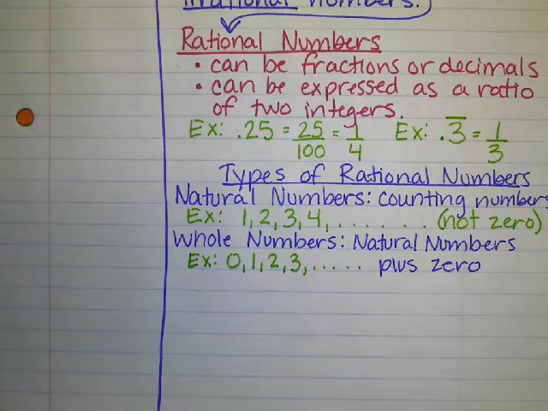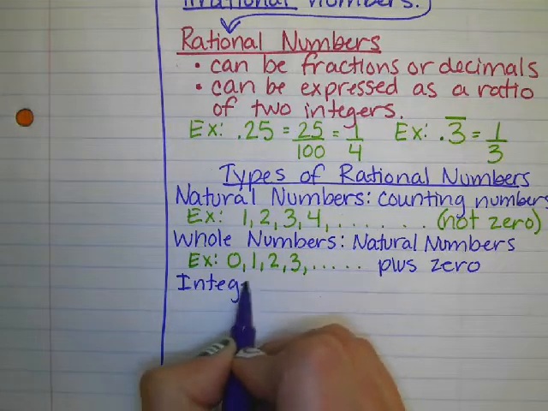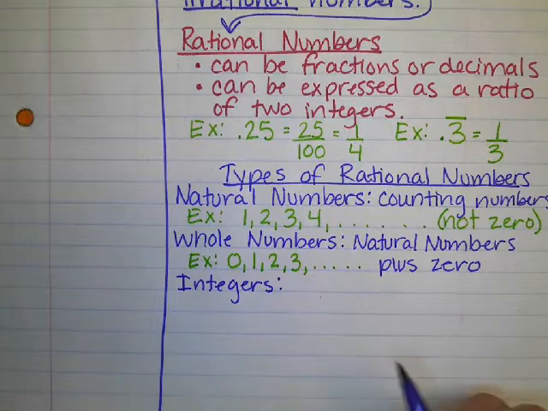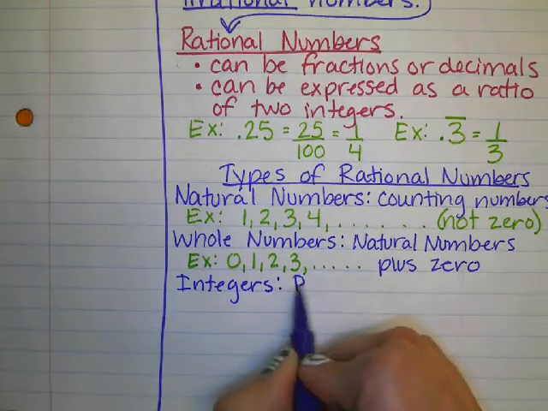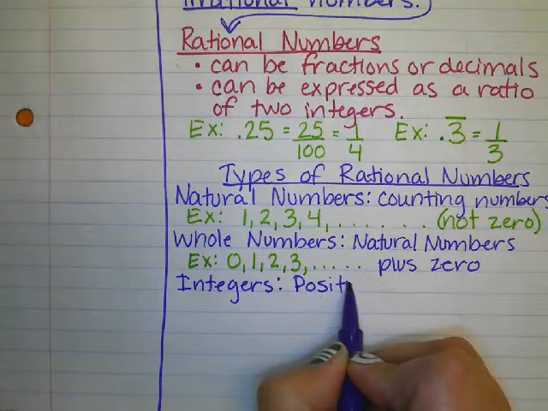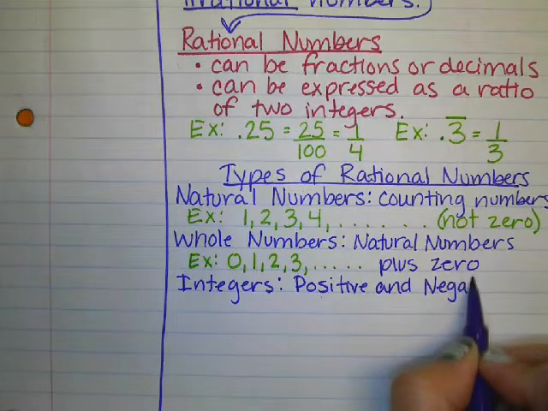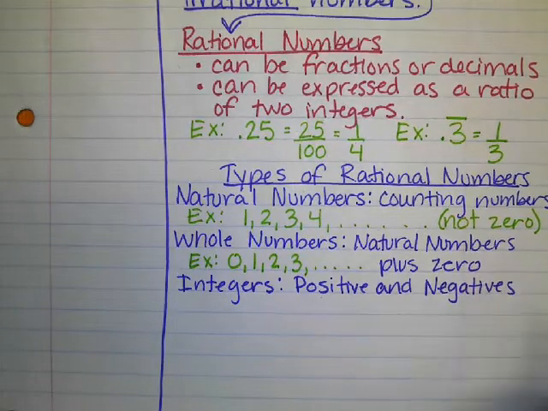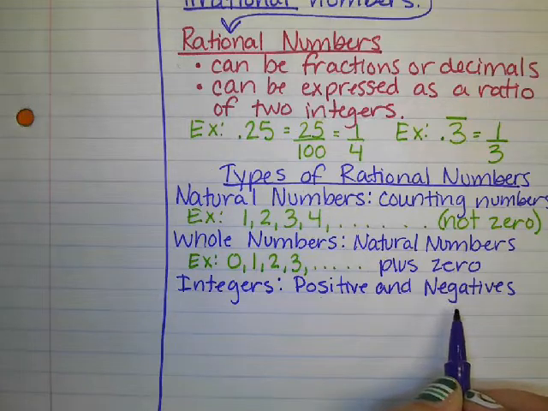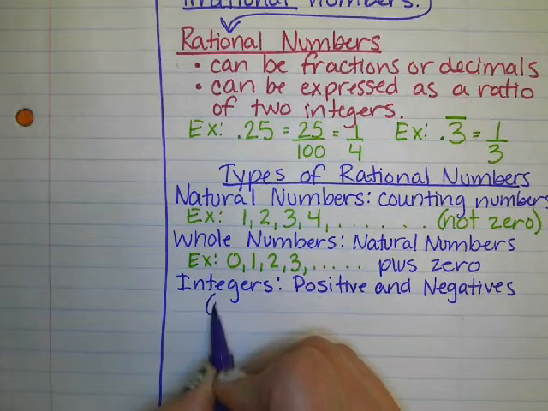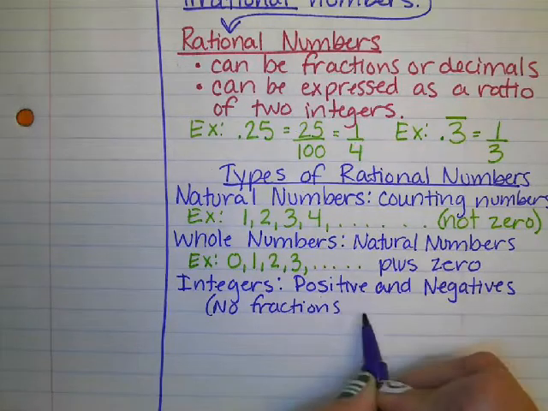The third type of rational numbers are integers. Integers are what we normally use in this math class and in Math 7. They are your positive and negative numbers. But these are positive and negative whole numbers, so they are not fractions or decimals. So we're going to write that. No fractions or decimals.